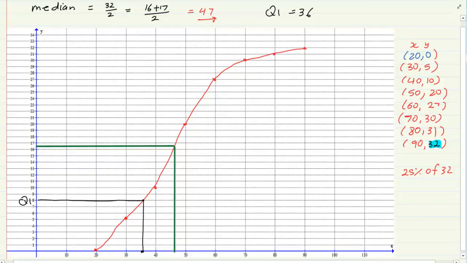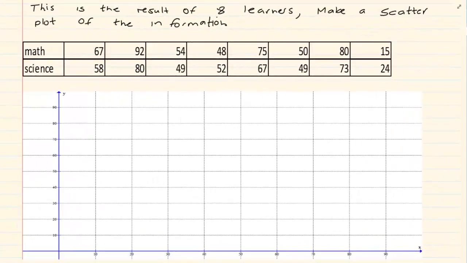Right, after the ogive graph, the next thing we do is the scatter plot. Now let's take the information of a scatter plot. What you must remember when you're doing a scatter plot is that the first one usually represents the x and the second one represents the y. So it's like a normal Cartesian plane, but all we're doing is plotting these points on a graph.